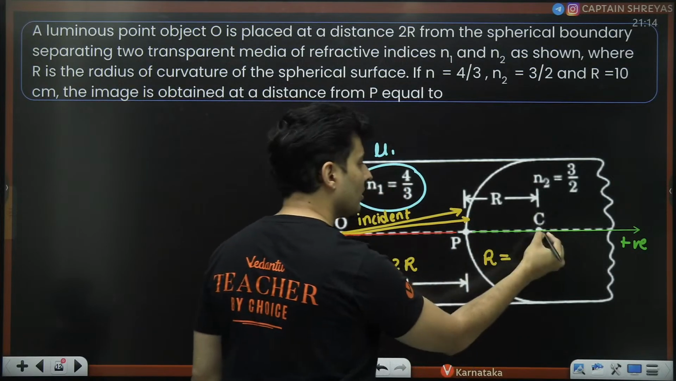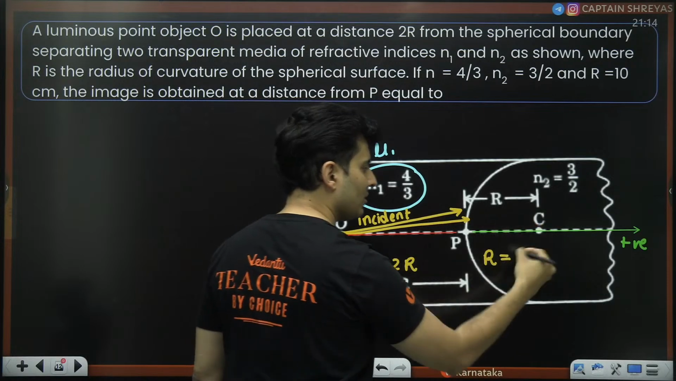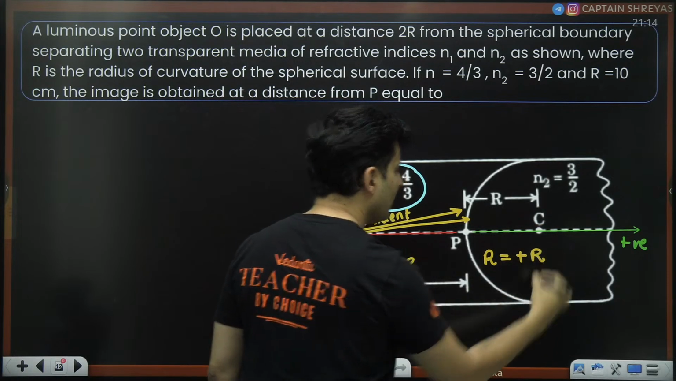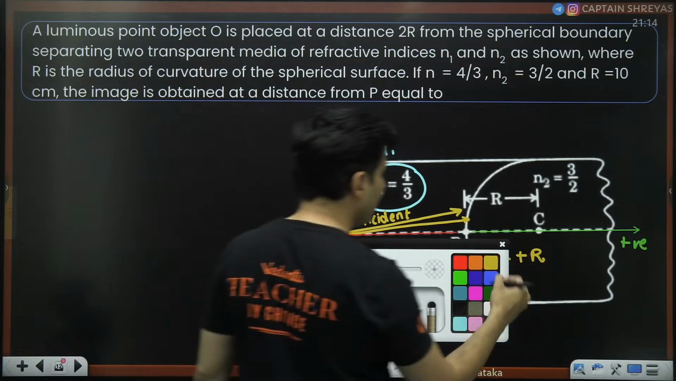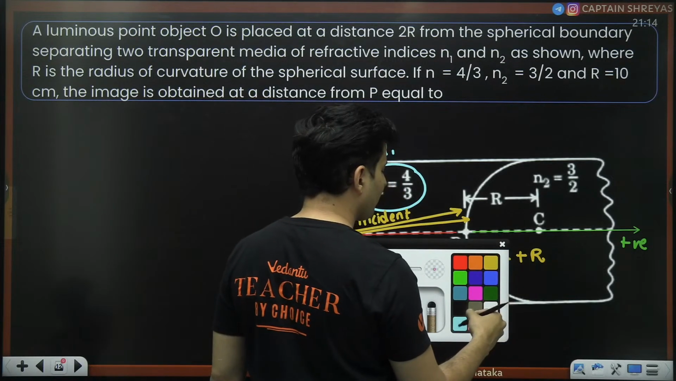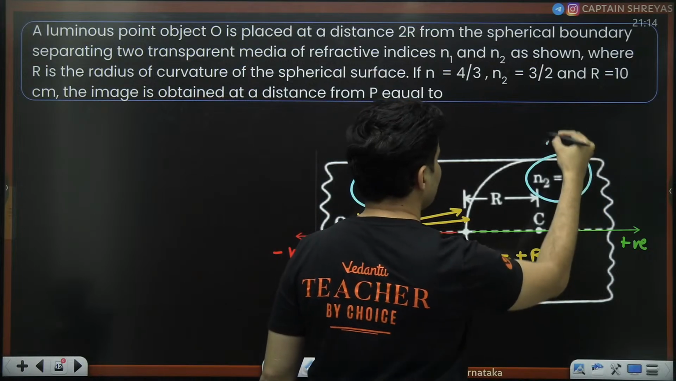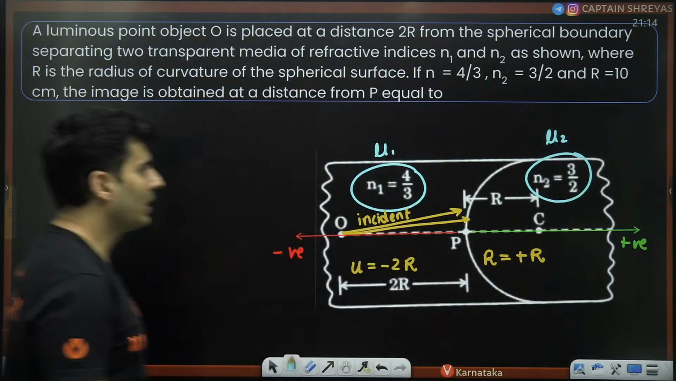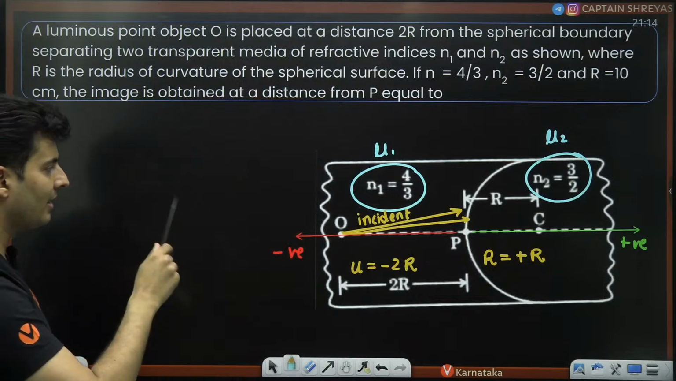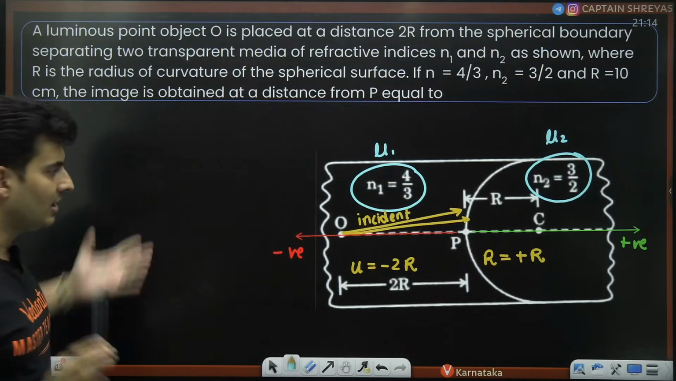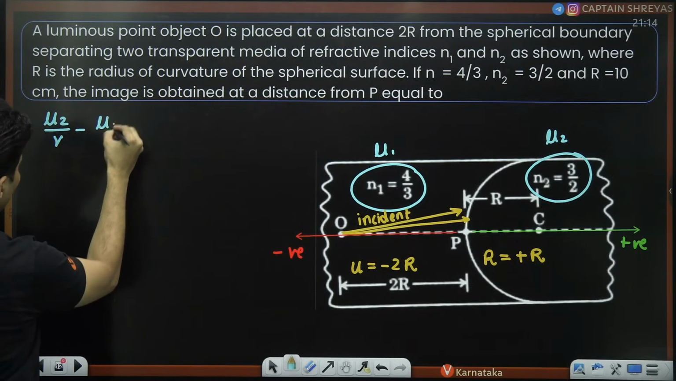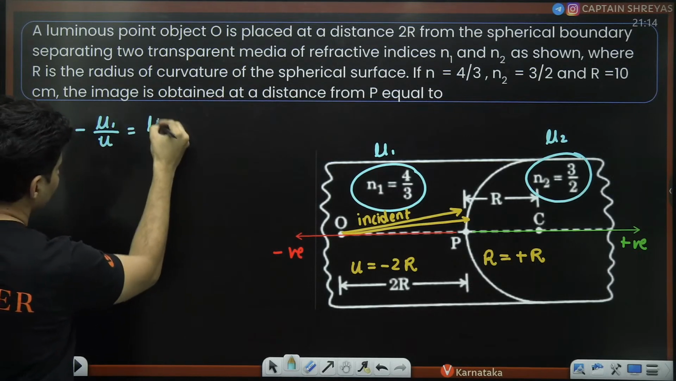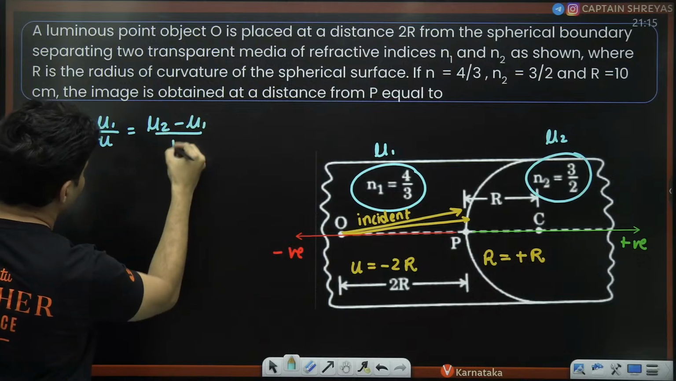Radius of curvature is on the positive side because the center is on the positive side, so r will be plus r. Image distance, we do not know. And lastly, this refractive index will just become mu2. So mu1, mu2, r, u are known, and v is unknown. So use the formula: mu2 by v minus mu1 by u is mu2 minus mu1 divided by r.